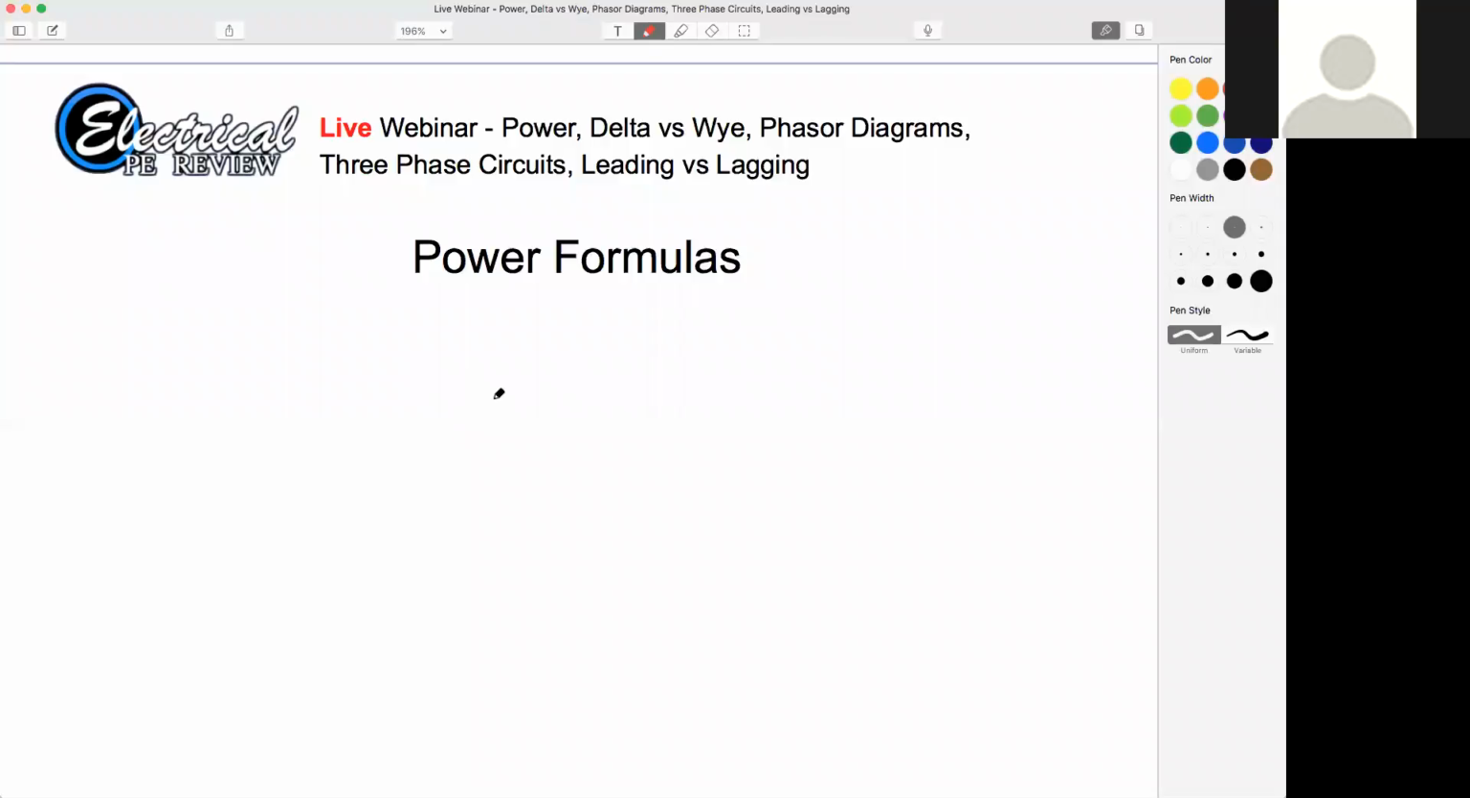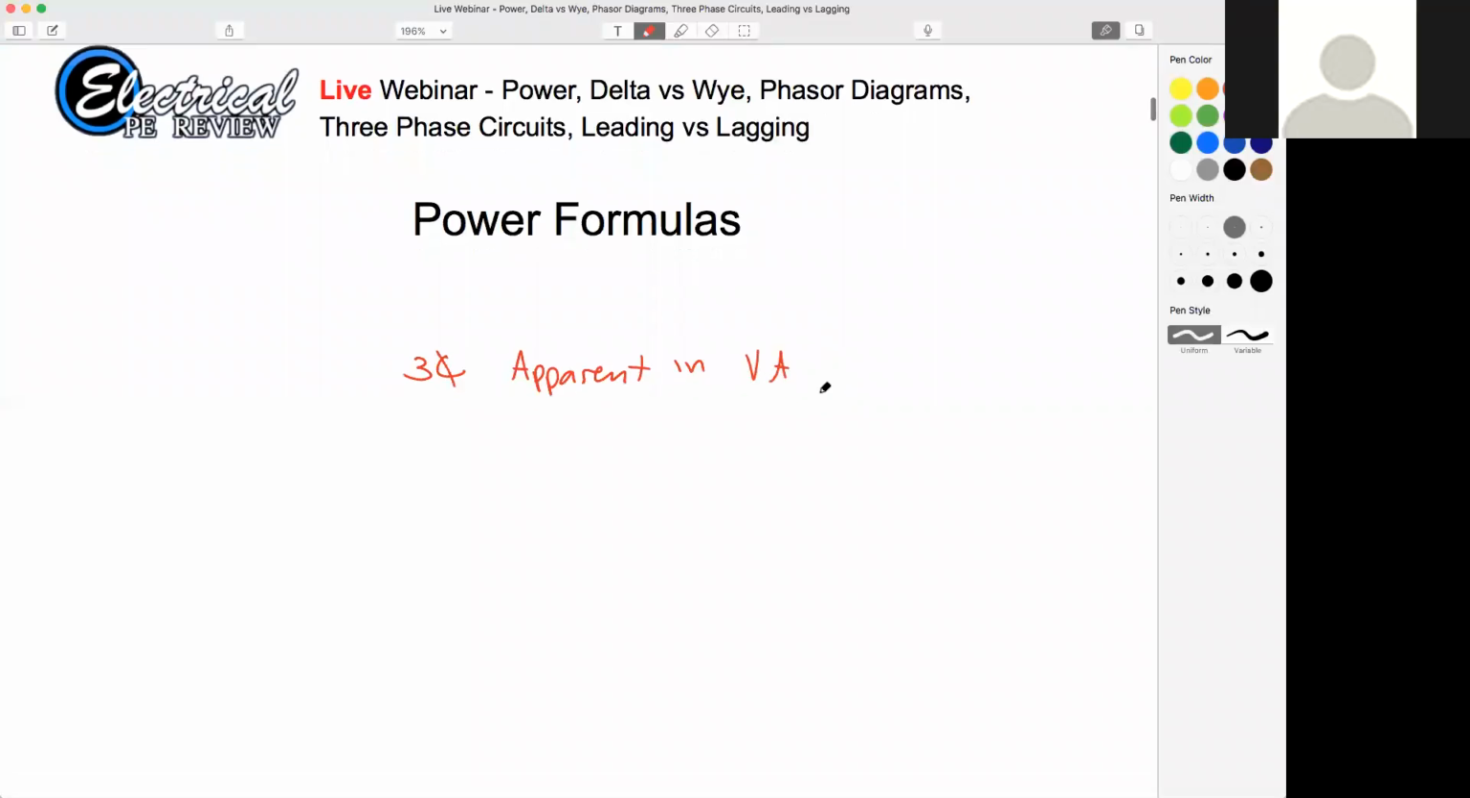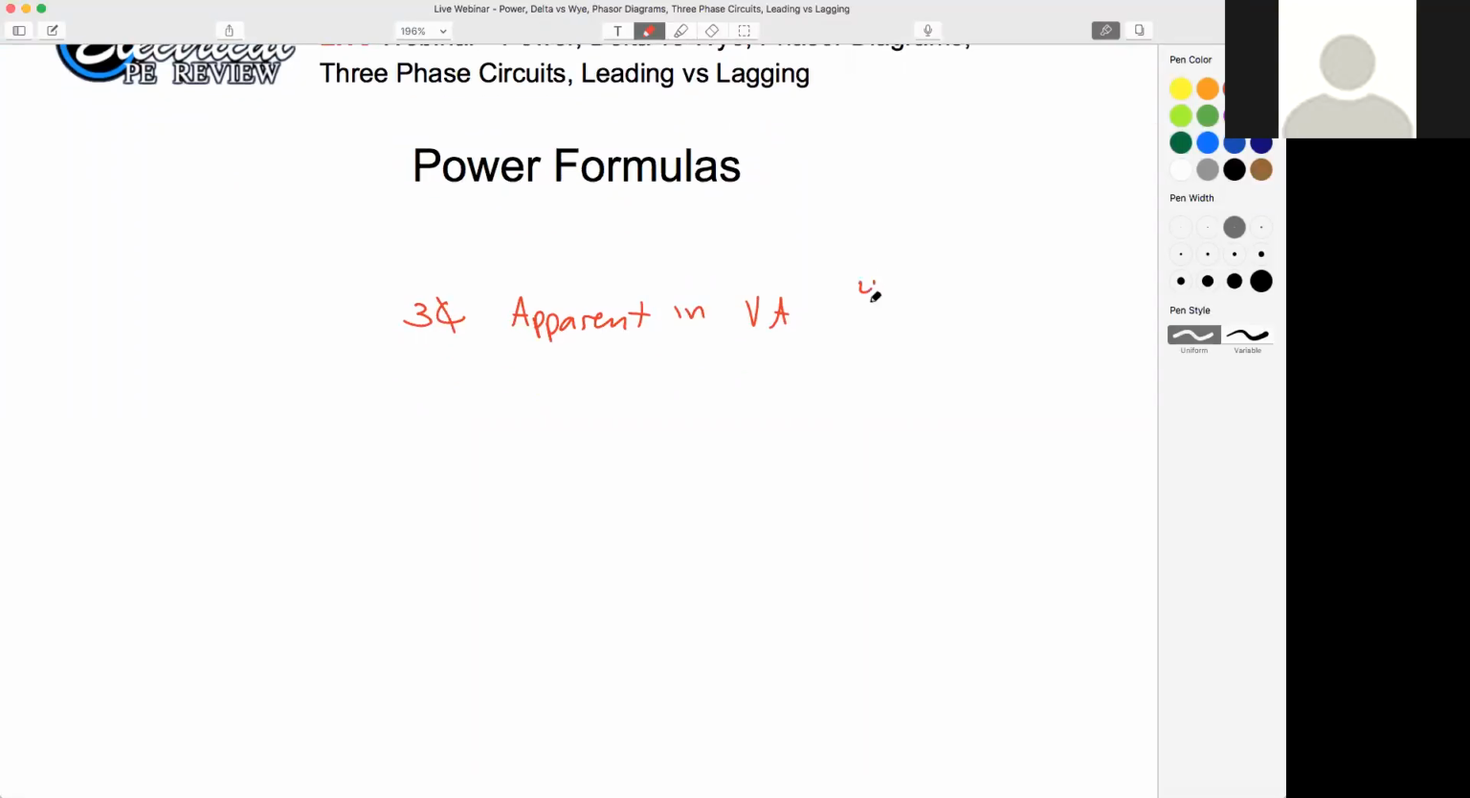So let's say I'm solving for three-phase power, okay? So we'll say three-phase apparent power in volt amps. And let's say my line voltage is 480 volts at 0 degrees. So we'll say that's our VL. And let's say our line current is, we'll go with, 100 amps at negative 30 degrees. We'll say it's a lagging system.